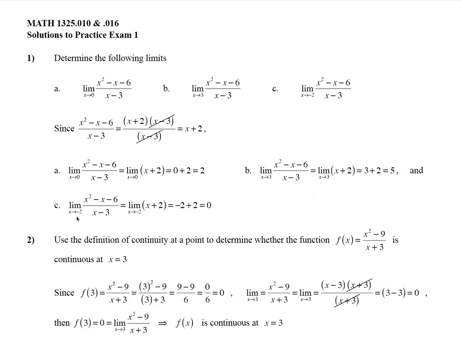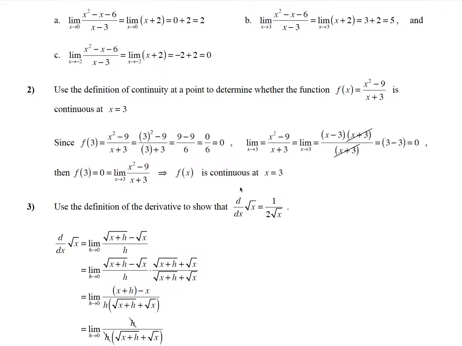And finally, we take the limit as x approaches negative 2. And so once again, we plug the negative 2 in for x here. And so negative 2 plus 2 is 0. So that's the third of these limits, the limit of that reduced function in part C.